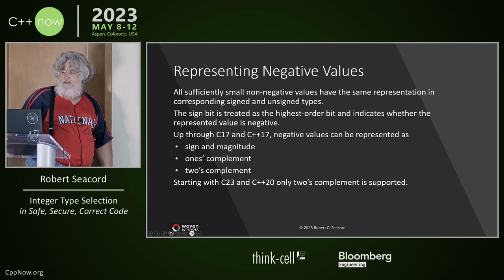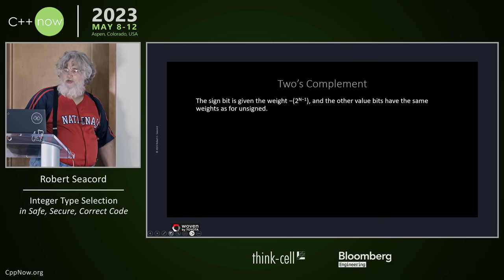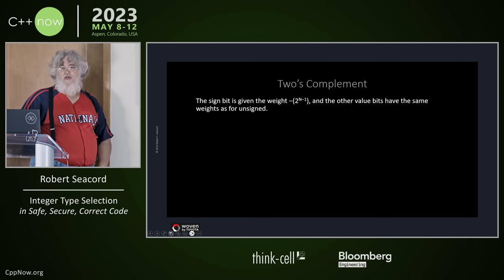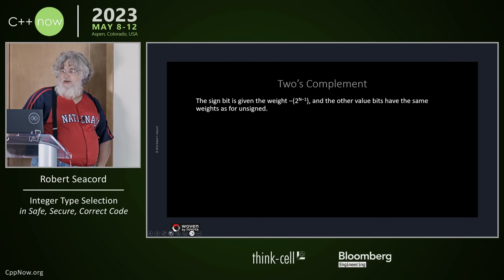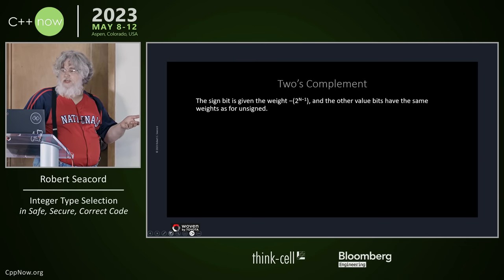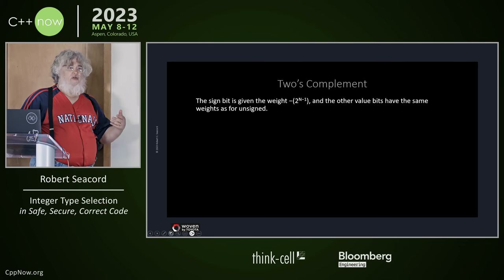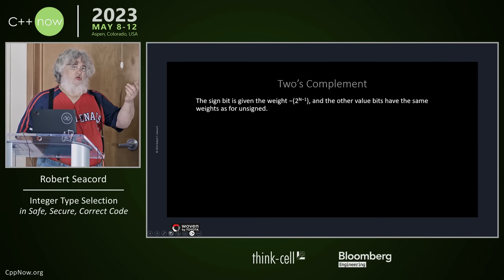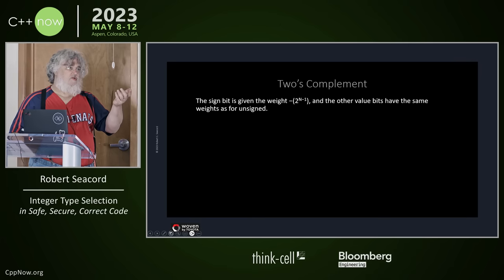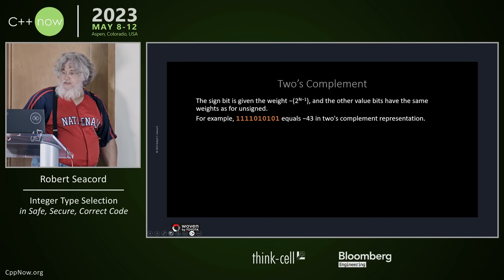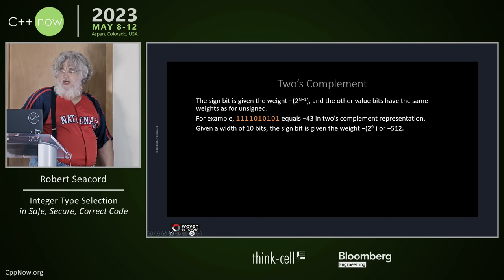Starting with C23 and C++20, only two's complement is supported. The goal is to define the standard in mathematical terms, not in terms of hardware. So the way it's defined is that the sign bit is given the weight negative 2 to the n minus 1, and all the other bits have the same weight as for unsigned. So you just add up all the bits, and then you subtract the sign bit if it's set, and that gives you the value that's being represented. For example, this string of bits equals negative 43 in two's complement representation.